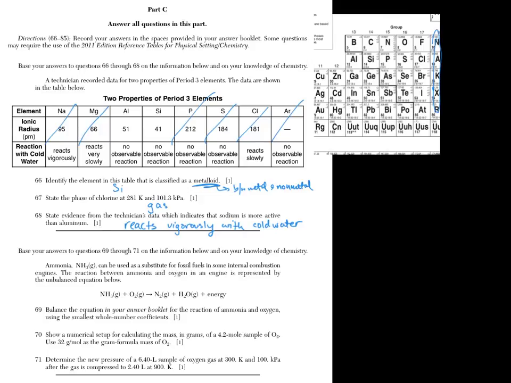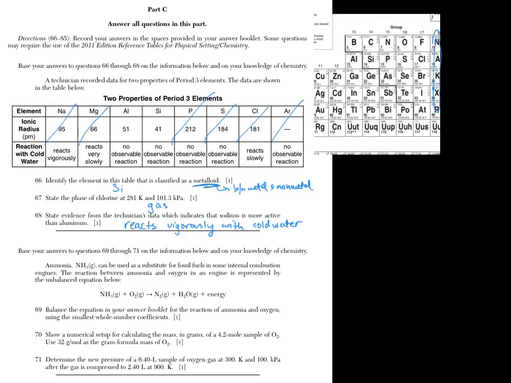Okay, number 69 to 71. Here we have an equation with ammonia, and it's saying that it's used as a substitute for fossil fuels in some internal combustion engines. The reaction between ammonia and oxygen in an engine is represented by the unbalanced equation below. So we have to fill in the coefficients and balance this equation. When balancing equations, we have to follow conservation of mass. That means the number of atoms on this side equals the number of atoms over here, for each element. So it involves a lot of back and forth.